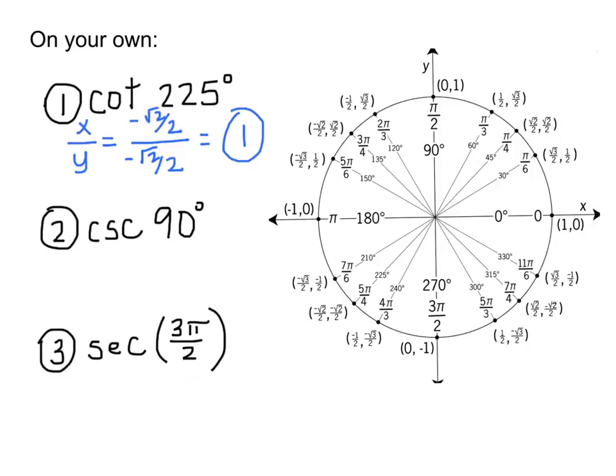I hope you got this right. The answer was 1. Remember, both the coordinates were negative root 2 over 2. Negative divided by negative is a positive, and anything divided by itself is 1. Try the next one. The answer to number 2 is 1. The y-coordinate at 90 degrees is 1. Cosecant is 1 over y, and 1 over 1 is 1. Try number 3.